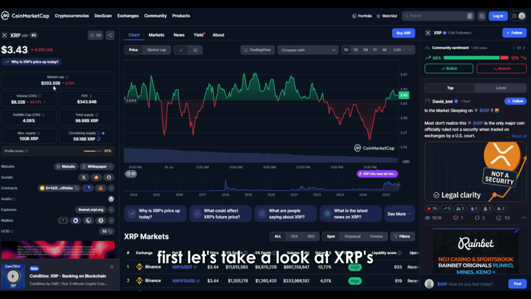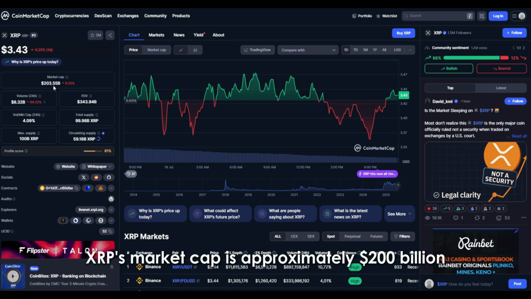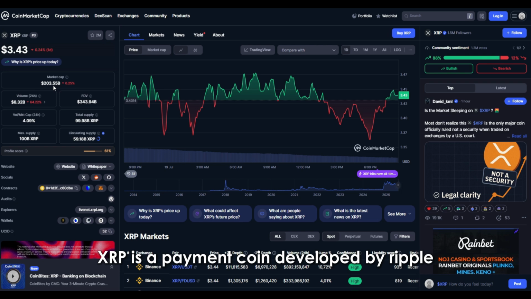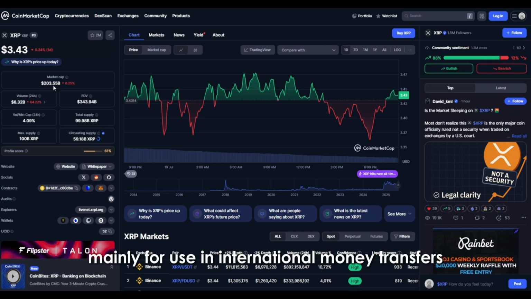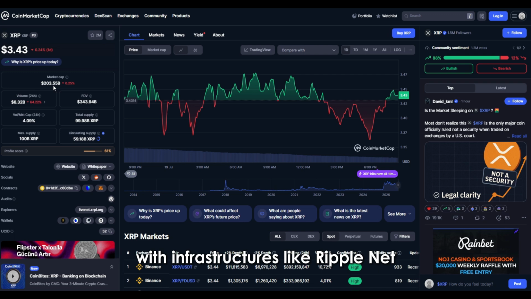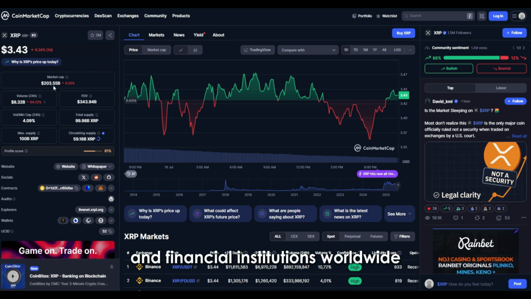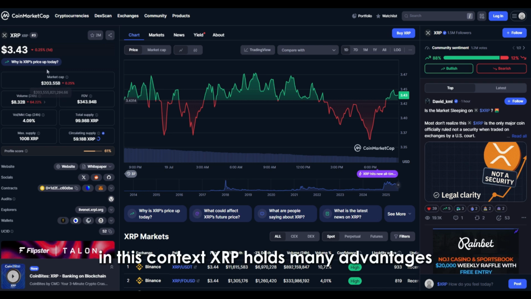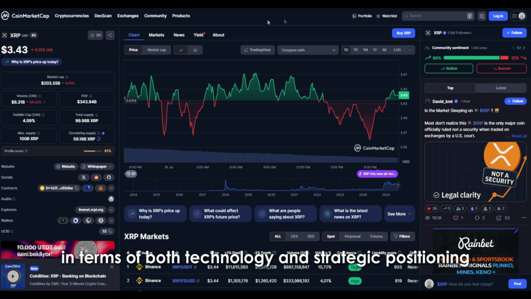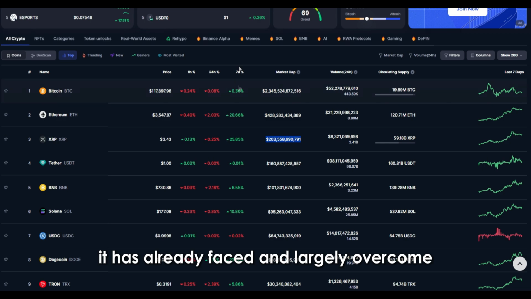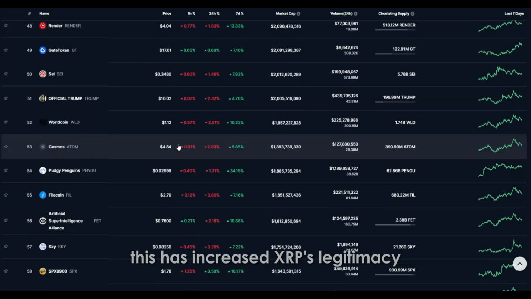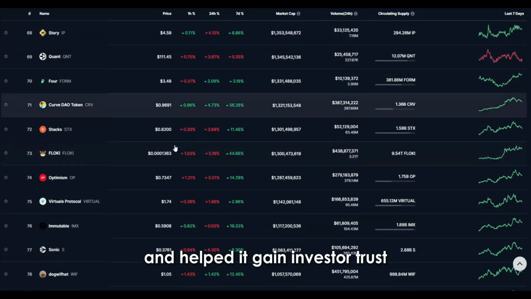First, let's take a look at XRP's current market capitalization. XRP's market cap is approximately $200 billion, which clearly shows how large and established XRP is in the crypto market. XRP is a payment coin developed by Ripple, mainly for use in international money transfers. With infrastructures like RippleNet, XRP collaborates with numerous banks and financial institutions worldwide and aims to integrate into the global financial system. In this context, XRP holds many advantages in terms of both technology and strategic positioning. It has already faced and largely overcome regulatory challenges in major markets, such as the United States and the United Kingdom. This has increased XRP's legitimacy and helped it gain investor trust.